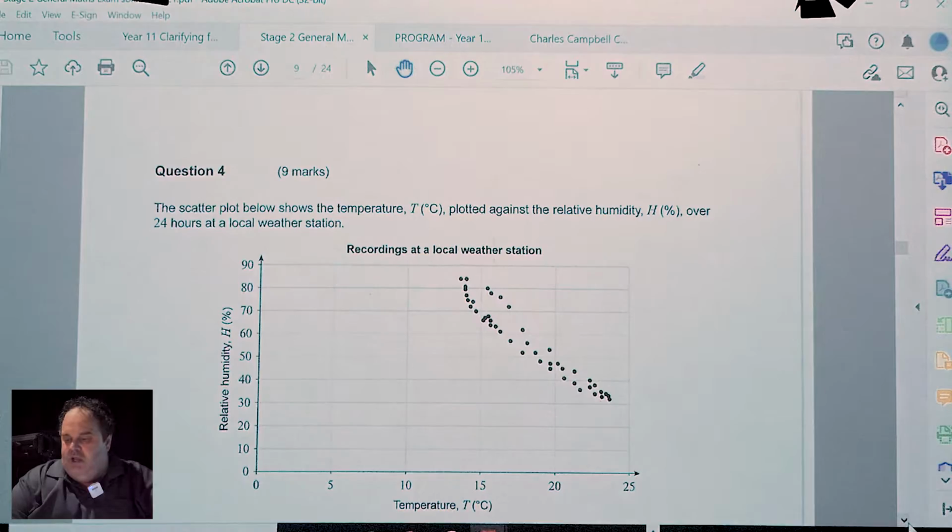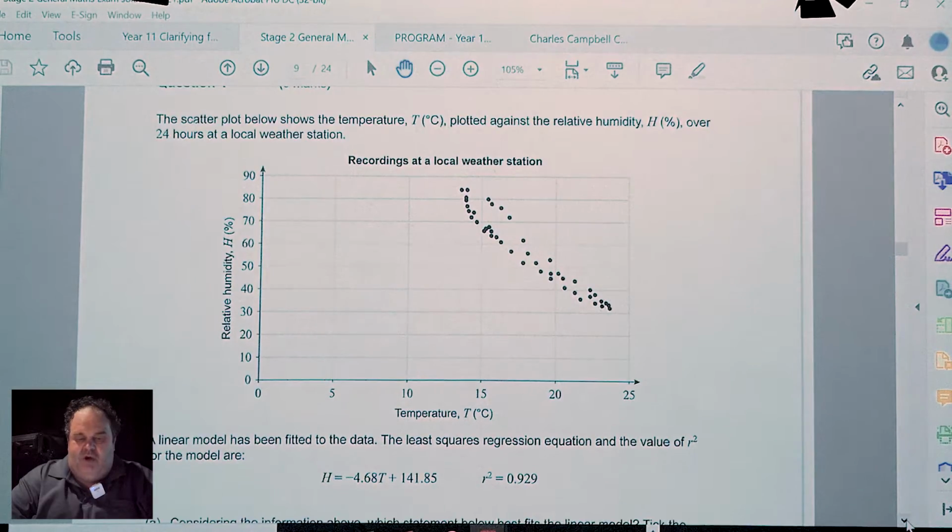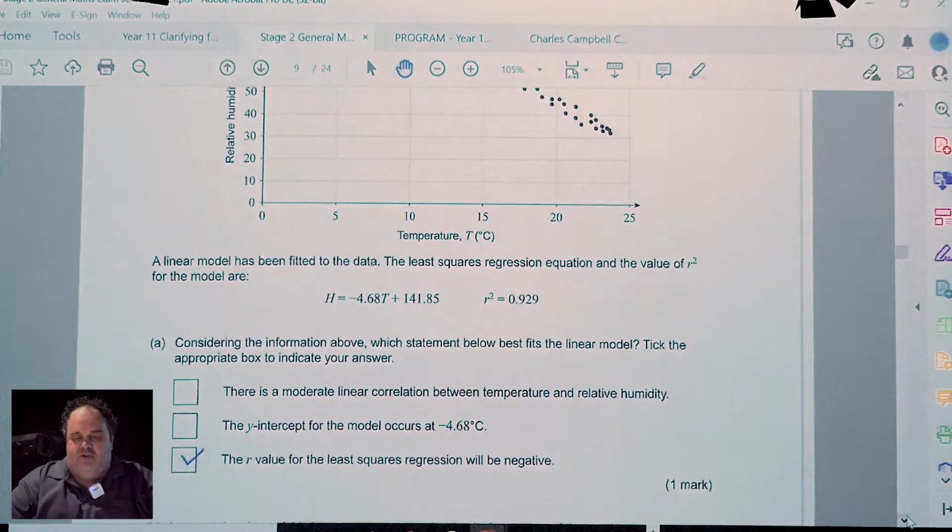Question 4 is either a linear or exponential regression. Although from the SACE board, I went on there to look at the feedback. They've said it's a linear regression. Initially we don't know, but it's definitely one of those regression equations. Come down a bit further and we're told a linear model has been fitted to the data, we're given what the model is, we're given the R² value, and then we're asked to do a calculation or make a prediction.